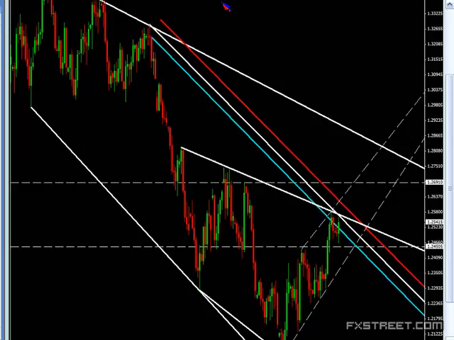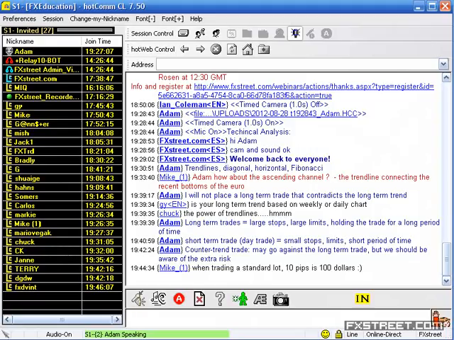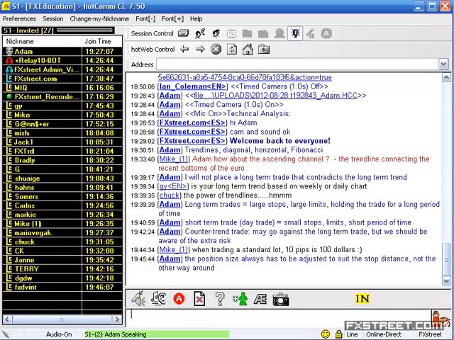When trading a standard lot, 10 pips equals $100. It's a great point. That means we have to adjust the risk. We have to adjust the position size. The position size always has to be adjusted to suit the stop distance, not the other way around. Position size should be the last decision that we make.